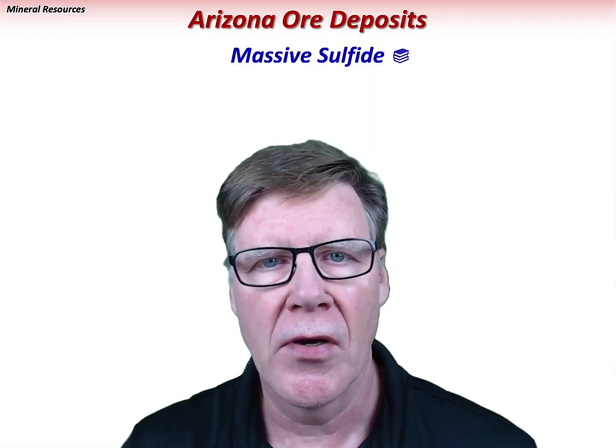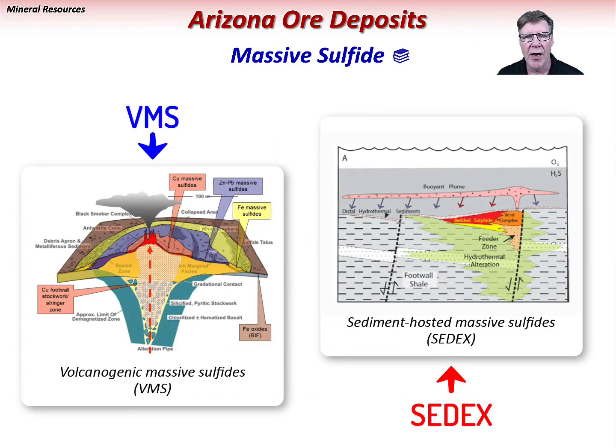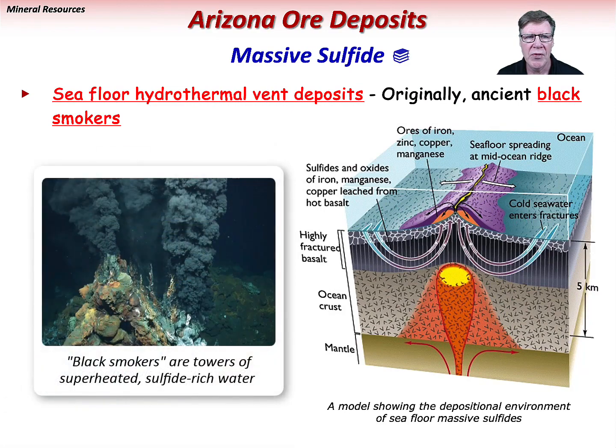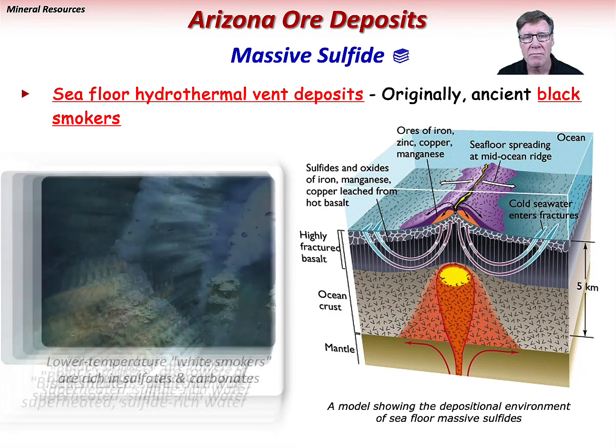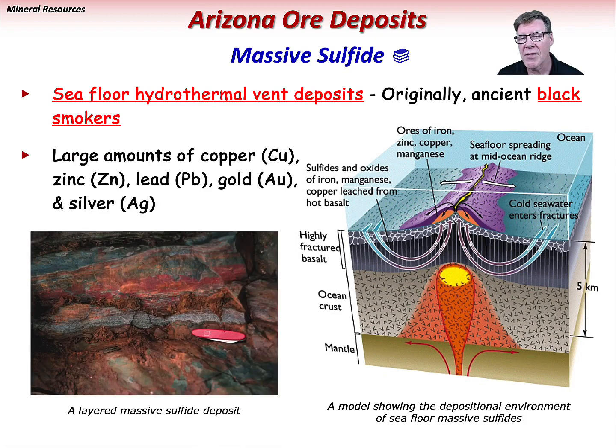Massive sulfides are seafloor hydrothermal vent deposits that occur in 2 main varieties. Volcanogenic massive sulfides are associated with volcanic-driven submarine hydrothermal vents, which include the aptly named black smokers and even white smokers. Volcanogenic massive sulfides are found in central Arizona and typically include large amounts of copper, zinc, lead, gold, and silver.